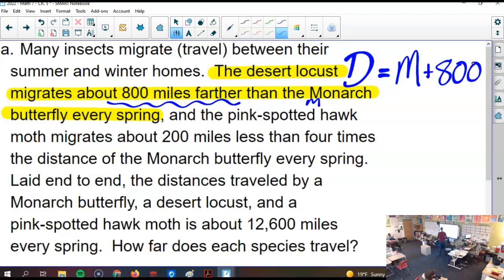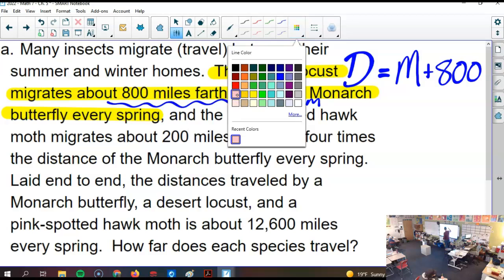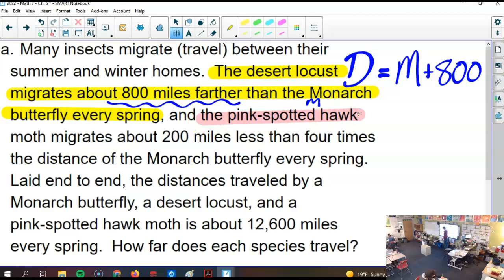So then, you need D equals M plus 800. Isabella, what's the next thing that I could highlight? What else could I highlight? That's a lot of words. Alright, so the pink spotted hawk moth. First off, that name sounds sweet. The pink spotted hawk moth migrates 200 miles less than 4 times the distance of the monarch butterfly.